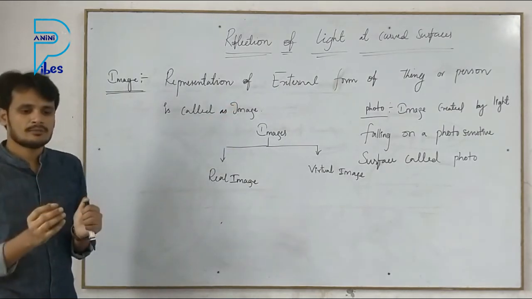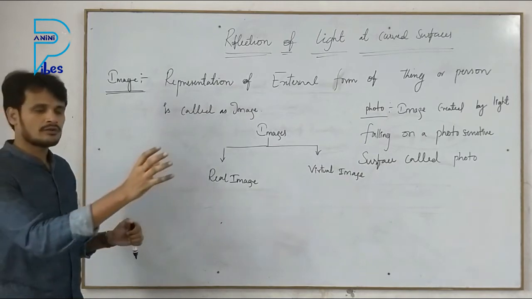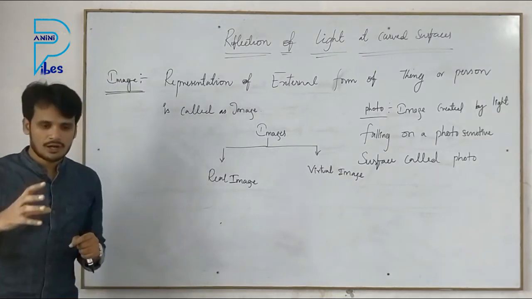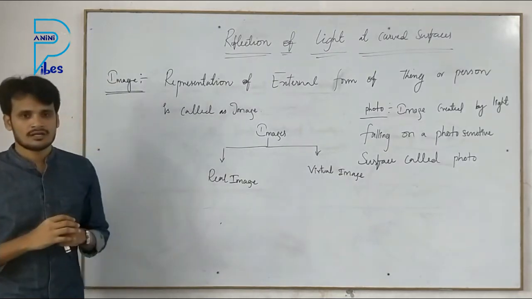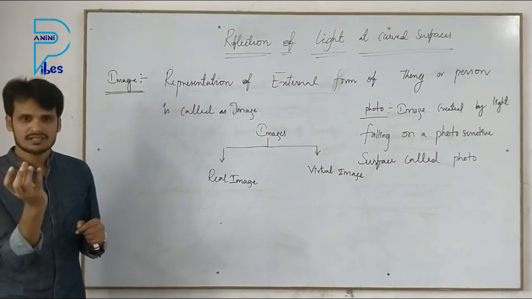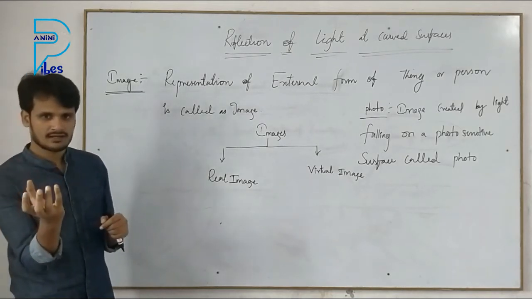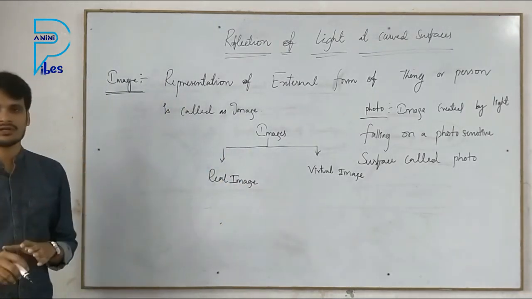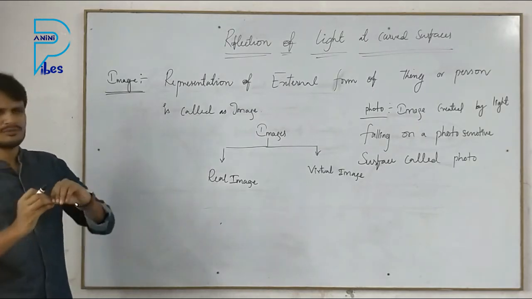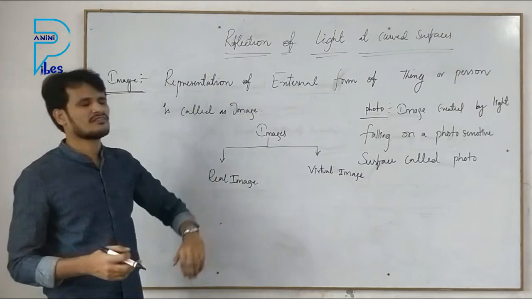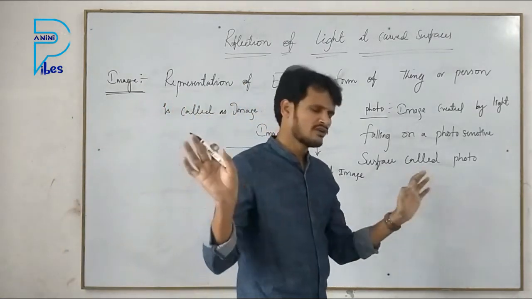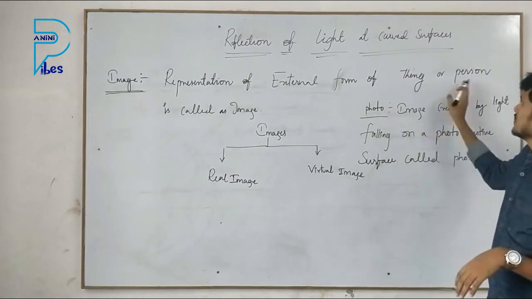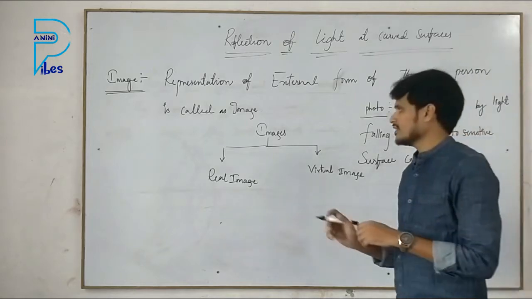Image. For example, if an object appears on a plane mirror, how that object appears we discussed in previous classes. The rays coming from the object diverge and appear over the mirror surface, and that is nothing but the image. So the definition of an image is a representation of the external form of a thing or a person, or whatever objects are possible to show images. Basically images are of two types.